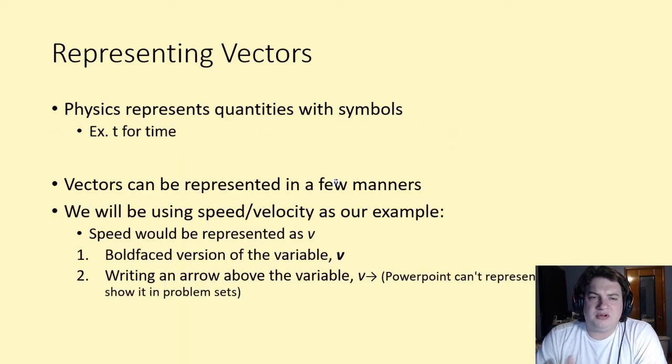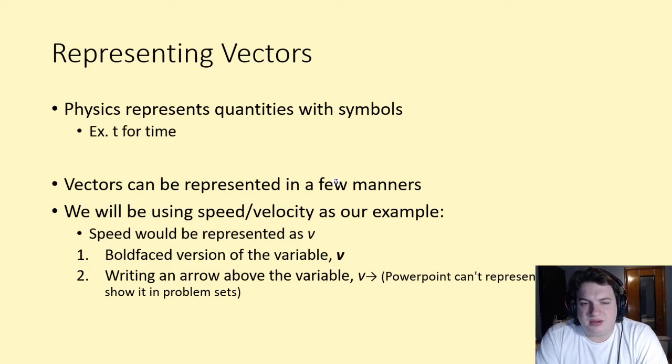Whenever we're talking about representing vectors, there's a couple of different ways you can do it. In physics, we typically represent quantities with symbols. Our example being, we use t for time or delta t. Either is fine. So vectors can be represented in a few different manners. We're going to use speed and velocity as our example because both are values that you've learned already.